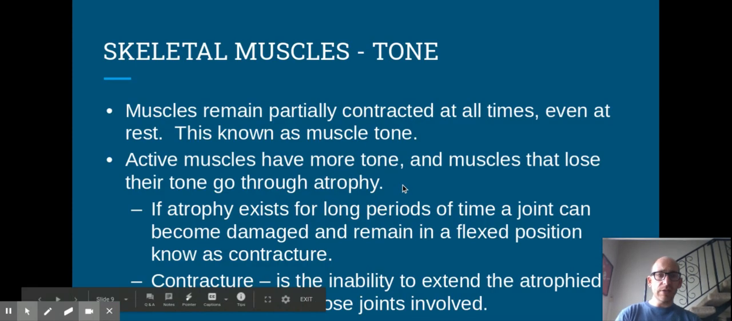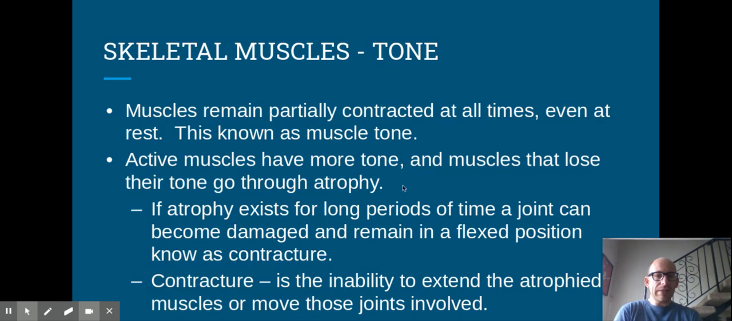Okay, still looking at skeletal muscles, let's look at what muscle tone is. Even at rest, while you are sat down, your muscles have some level of contraction. They're never completely turned off. That partial contraction is called your muscle tone. The more active your muscles are, the more tone they have. If you do not use a muscle very much, it's going to lose tone, and eventually it's going to go through atrophy, which is when a muscle decreases in size. That atrophy comes through the loss of tone.